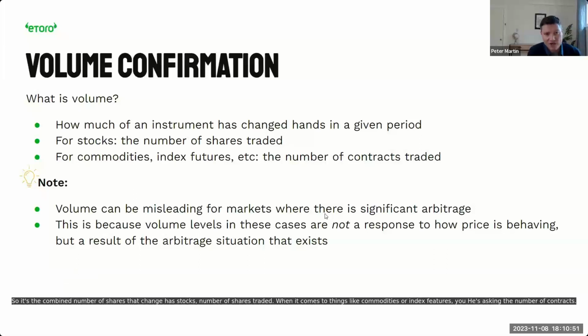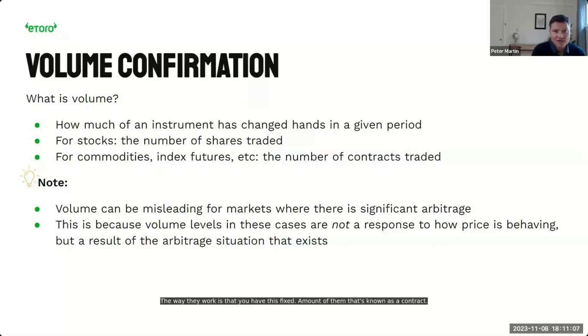So stocks, the number of shares traded. When it comes to things like commodities or index futures, it's actually the number of contracts that have traded hands. So those on exchanges, things like commodity futures, index futures, interest rate futures, the way they work is that you have this fixed amount of them that's known as a contract, and that's what trades there. And the volume would be the number of contracts that exchange has.